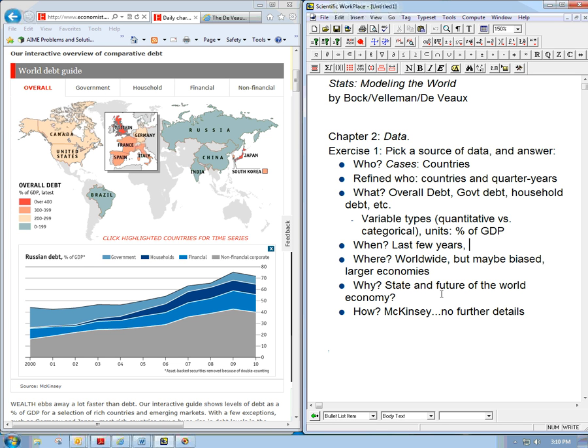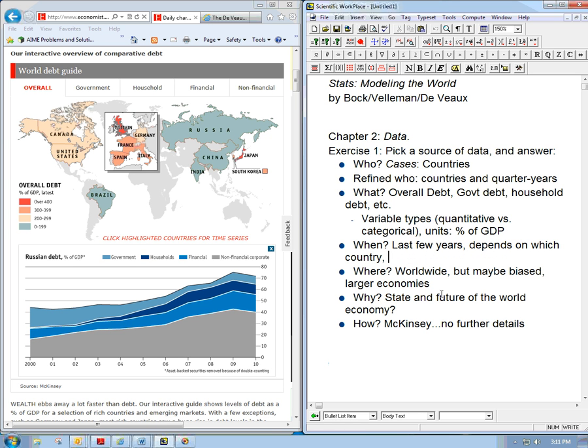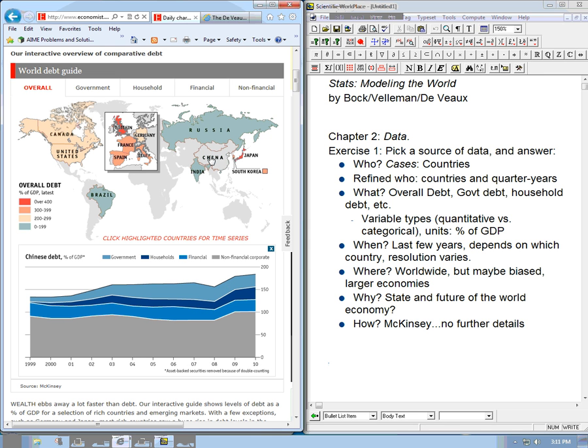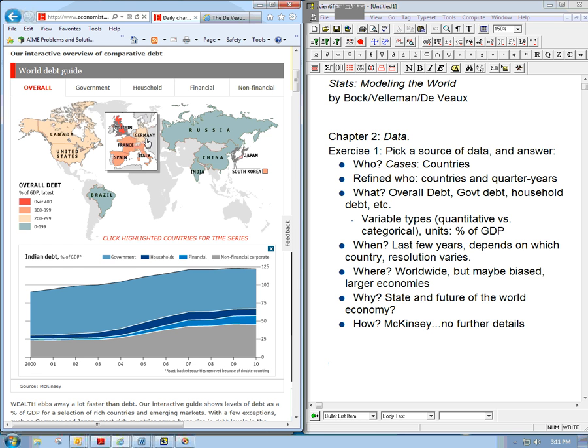Okay, so last few years, and it depends on which country, and the resolution, the fineness of measuring in time also varies. Okay. And then probably the other questions can be the same. So there's a lot of stuff here that you can get out of a chart like this. So that's a good example of looking at the who, what, when, where, why, and how. All of it was quantitative data for this case.